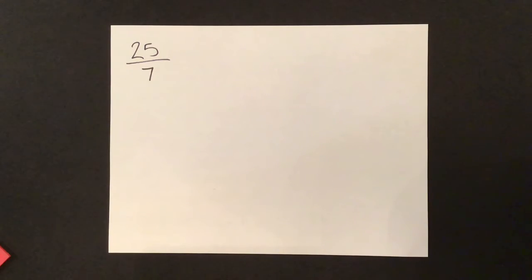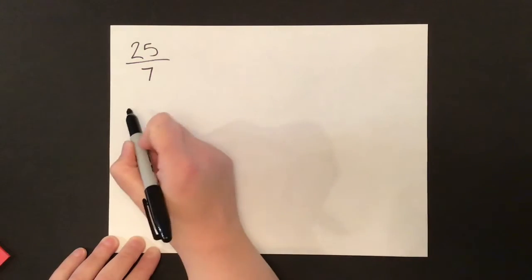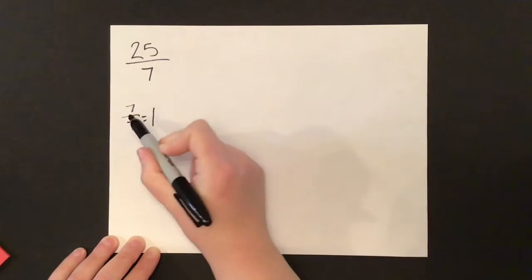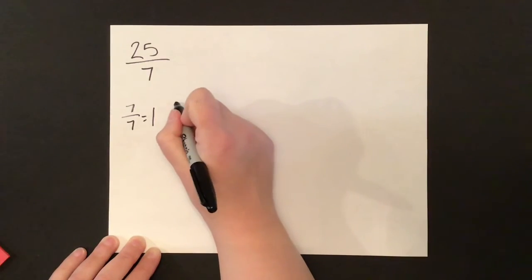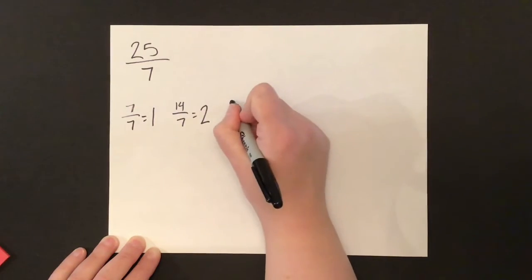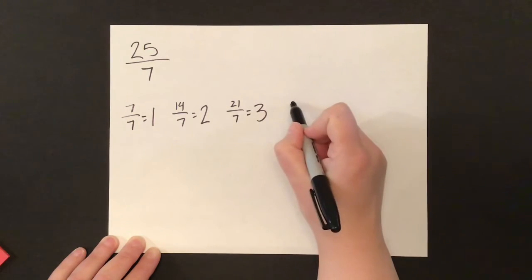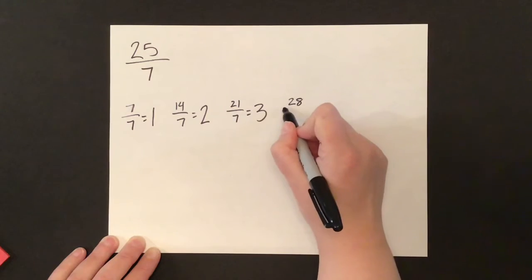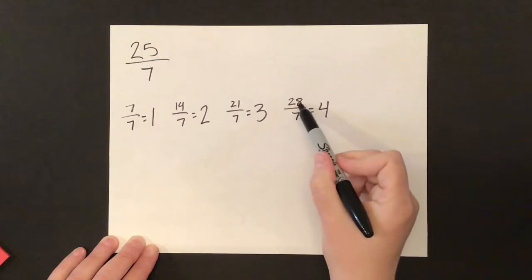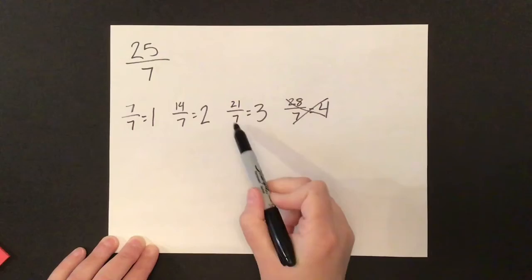Let's look at a few more examples. So if I think about my sevens, 7/7 would equal a whole. If I double that, we have 14/7, which is 2 wholes. And then we have 21/7, which is equal to 3 wholes. Now if I go 7 more pieces, that takes me to 28/7, and that's 4 wholes. But 28 is larger than my 25 pieces. So we'll stick with the 3 wholes.